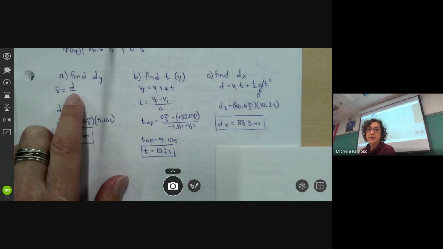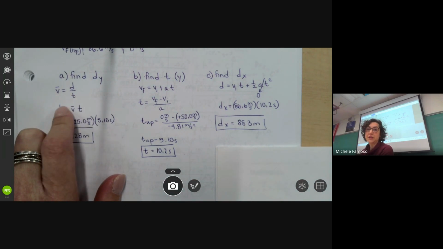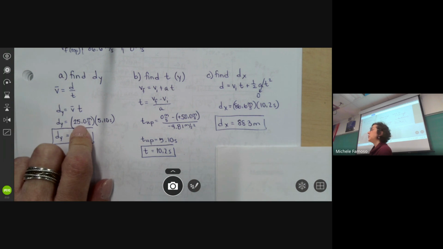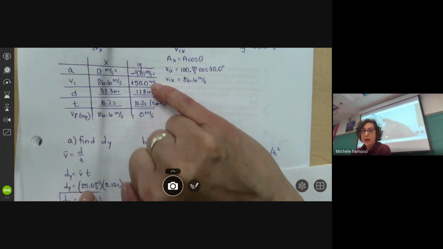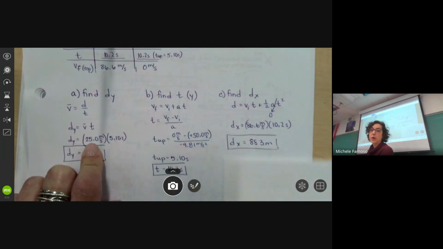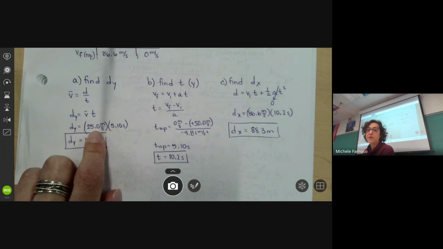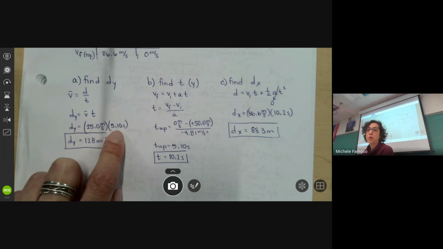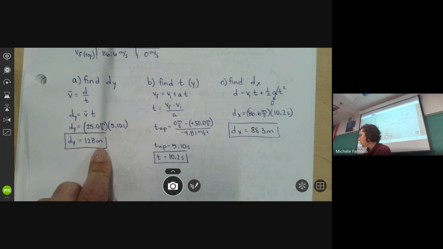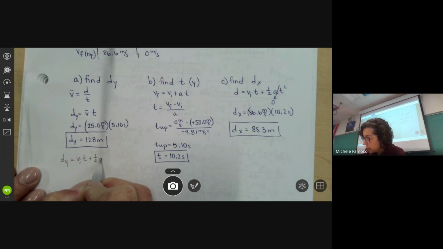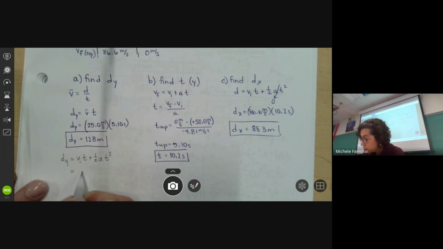And the way I did it in this problem was using V bar as D over T. But V bar in the Y direction is not 50.0 meters per second. It's the average of 0 and 50, which is 25.0 meters per second. So the D is V bar times T, 25.0 meters per second times 5.10 seconds, which would give you 128 meters.